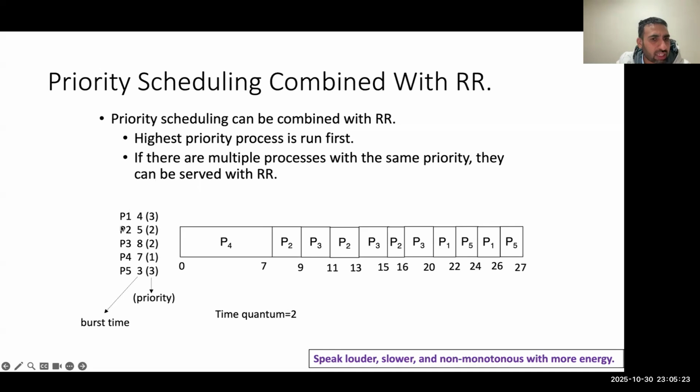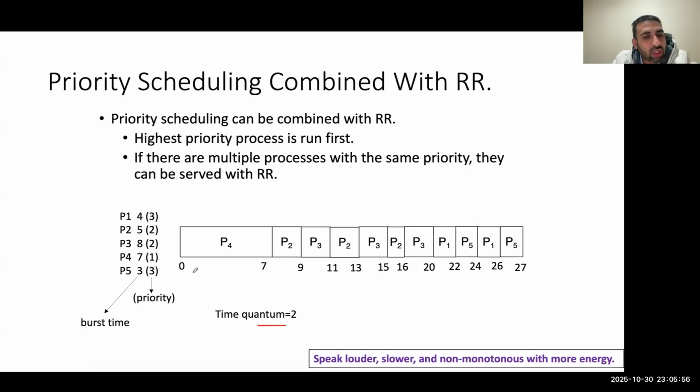So here is an example. Let's say we have processes P1, P2, P3 up to P5. And then we have their burst times 4, 5, 8, 7, 3. And their priority levels of 3, 3, 2, 1, 3. Okay. So in this example, again, we are assuming that higher the number, higher the priority. Okay. And whenever we need to use the round robin, we will assume a time quantum equal to 2 time units. Okay. So how will this work?